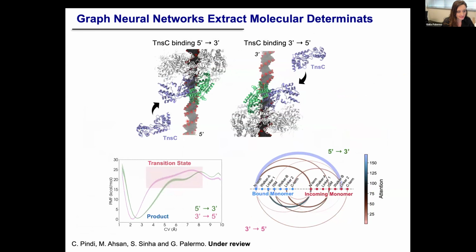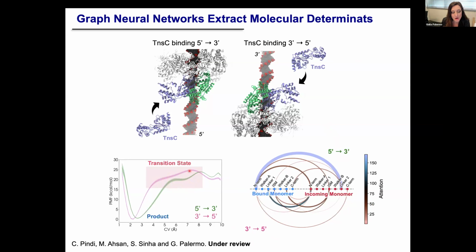So we applied this graph attention network to understand why one transition state is more favored with respect to the other. We classified the two transition states and extracted the attention scores between the incoming monomer and the bound monomer, the various regions of the bound monomer and the regions of the incoming monomer, in 5 to 3 and 3 to 5 directions. Clearly from this analysis, in the 3 to 5 direction, the unfavored one, we have a number of attention scores with high value, which signify a variety of strong interactions that keep the system in the transition state longer.